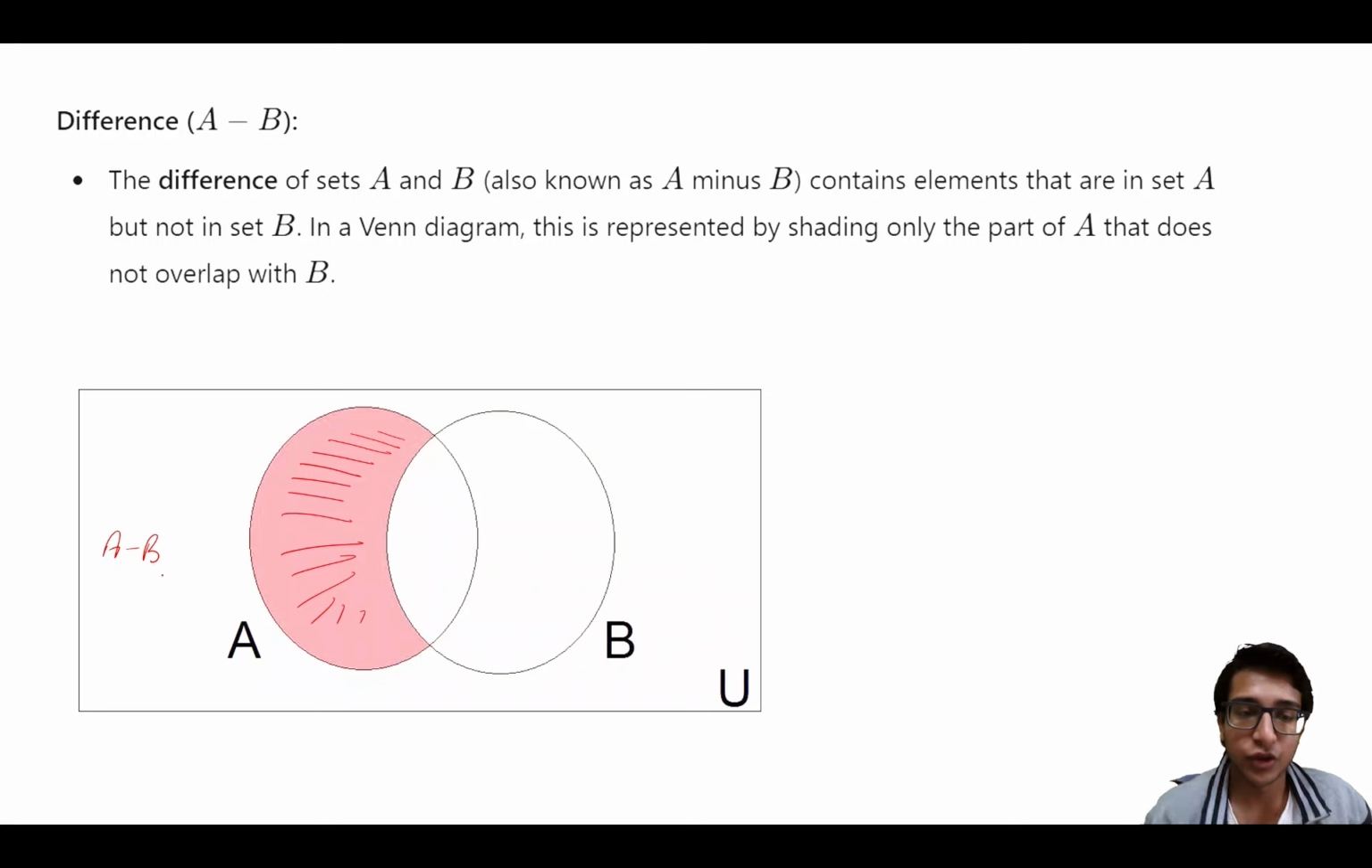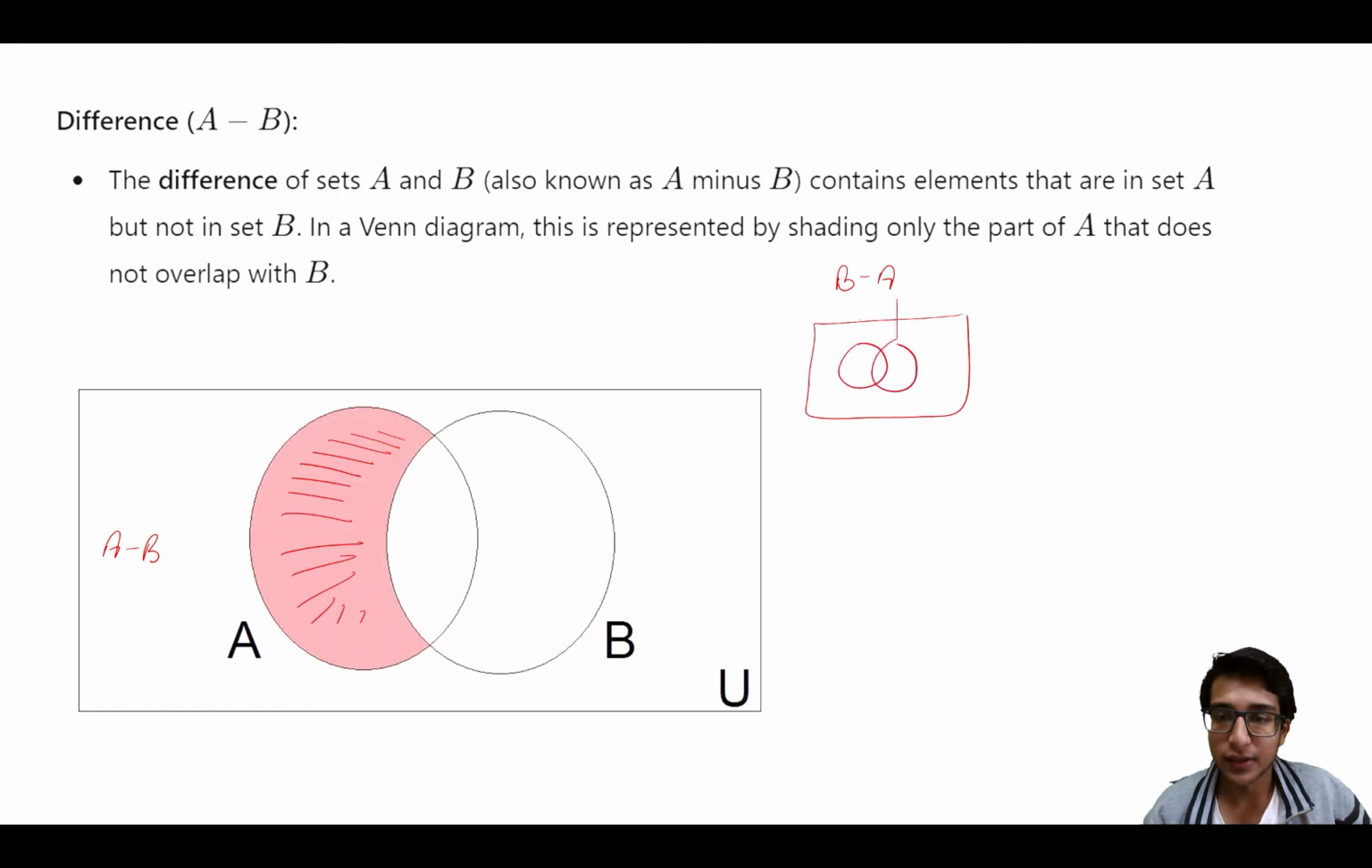Now let's say if I was to reverse this and I was to ask you what would be your B minus A. Again, B minus A would simply be two sets where this is your B, this is your A. B minus A would simply be this portion. So we are considering the elements only in set B which are not common to set A as well. So keep this thing in mind.